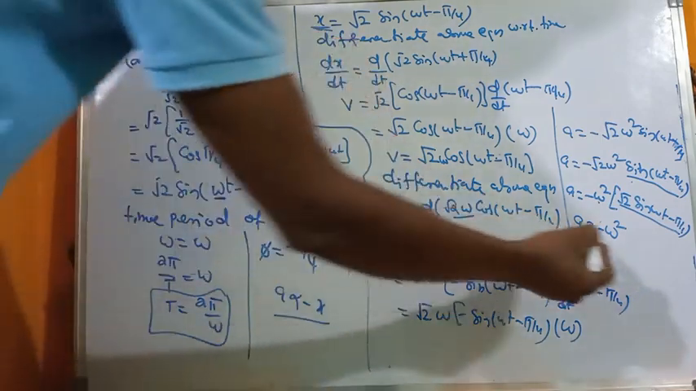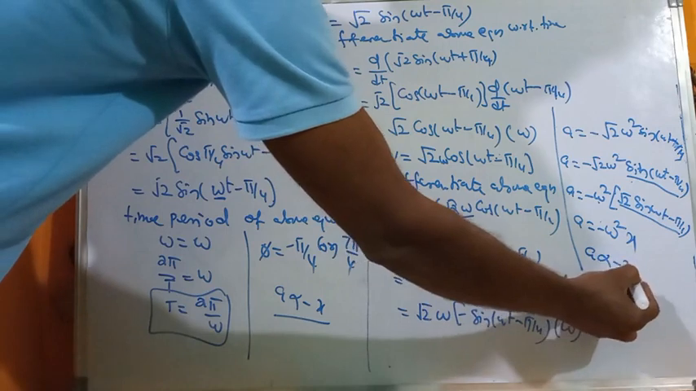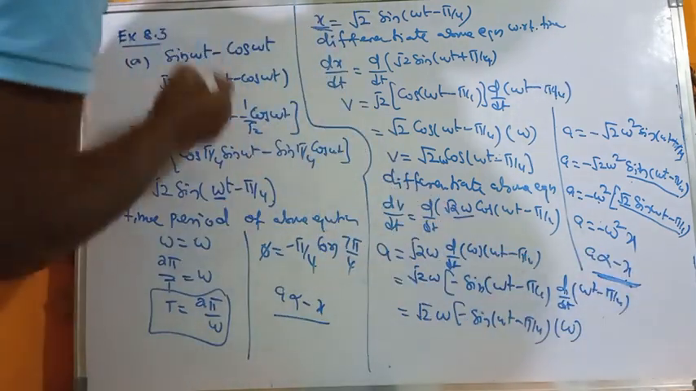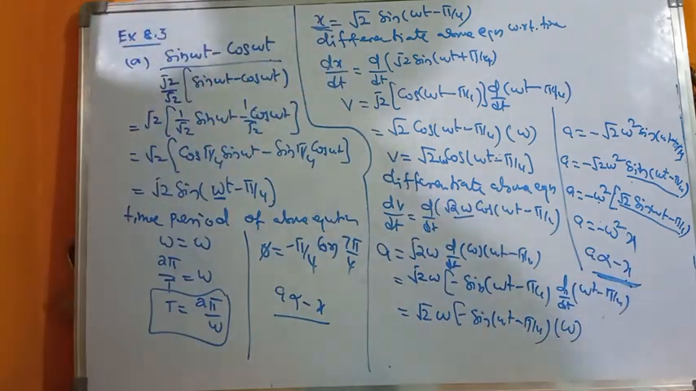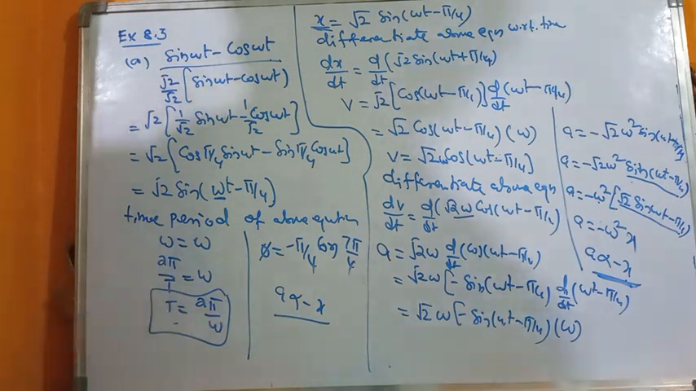This root 2 sine of omega t minus pi by 4 is equal to x, so a is directly proportional to minus x. That's why it is periodic motion and also simple harmonic motion with the time period T equal to 2 pi by omega.